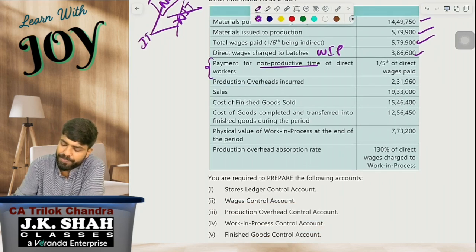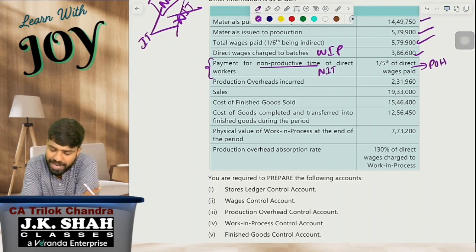Production overheads incurred. This will be transferred to production overheads, treating it as normal idle time. Next, production overheads incurred 2,31,960. What is the entry? Production overhead account debit to cash.